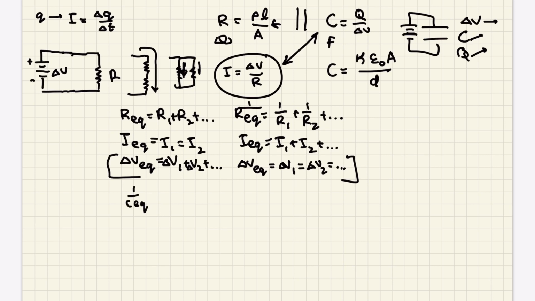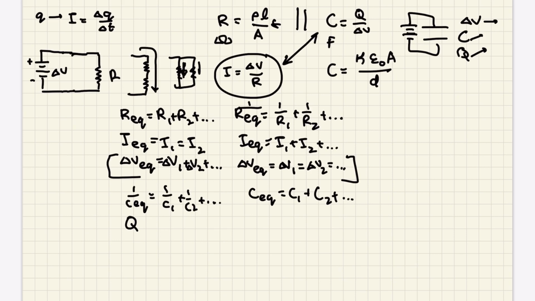And so you're going to have the opposite equations for capacitance. For series, 1 over the equivalent capacitance is equal to 1 over C1 plus 1 over C2 plus dot, dot, dot. This is just the parallel equation for resistors. And so as you might imagine, the equivalent capacitance for parallel capacitors is going to be just the sum of all these capacitances.